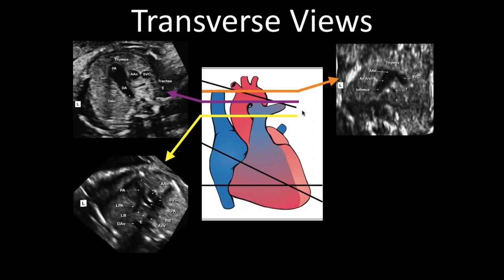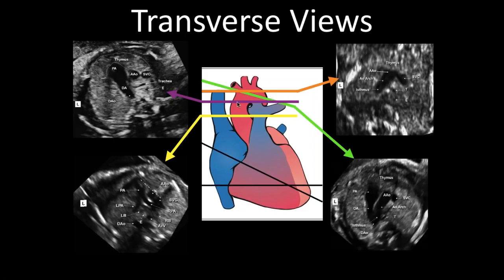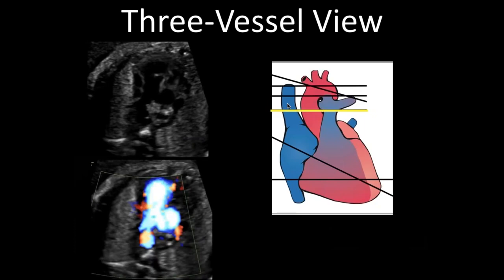The 3-vessel trachea view actually involves slight rotation, and that rotation is really to get the aortic isthmus aligned with the ductus arteriosus. And that's your classic 3-vessel trachea view, as I've described briefly before. So I want you to see now the 4 views that exist in the upper chest, going from the 3-vessel view to the ductal arch view, the aortic isthmus view, and then the 3-vessel trachea view. Note that the 3-vessel trachea view involves a slight tilt to the left side of the fetus.